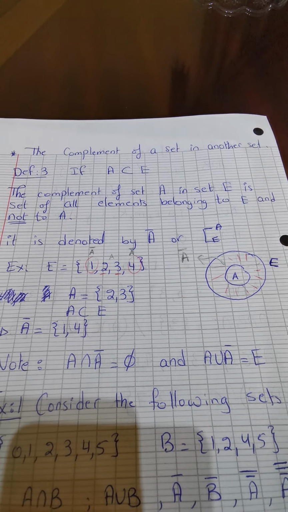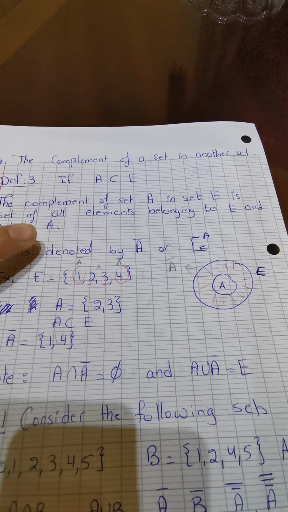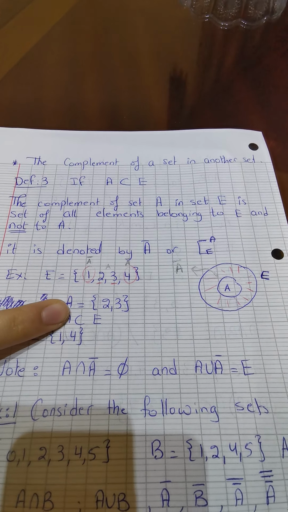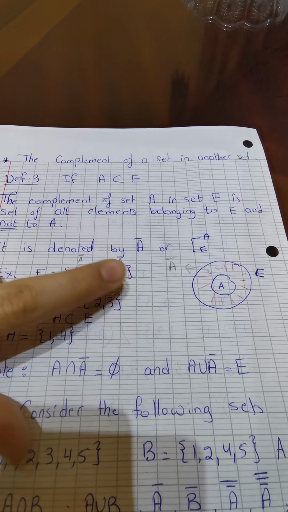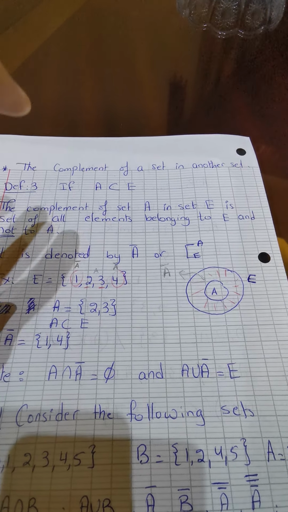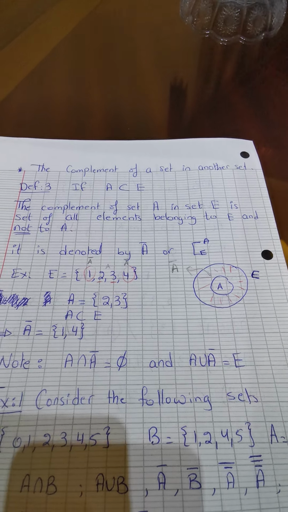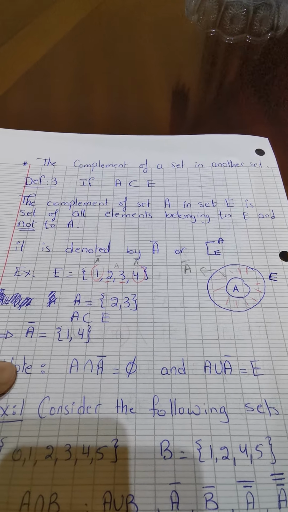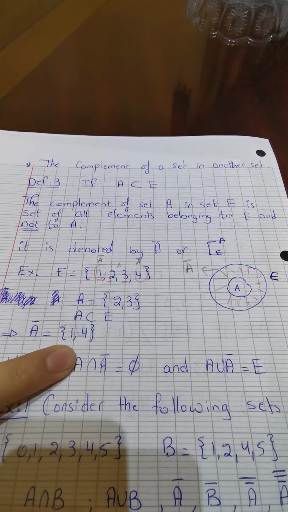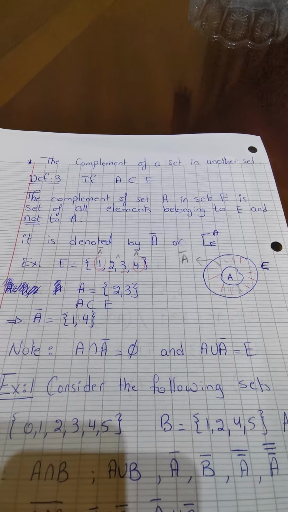What is A bar? We said A bar is the elements that belong to E and do not belong to A. What are the elements that belong to E and do not belong to A? They are 1 and 4. It's like we're subtracting set A from set E. So A bar is 1 and 4. This is the set A bar.